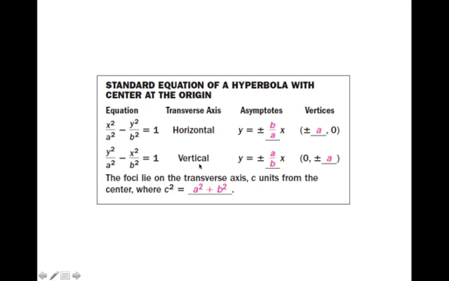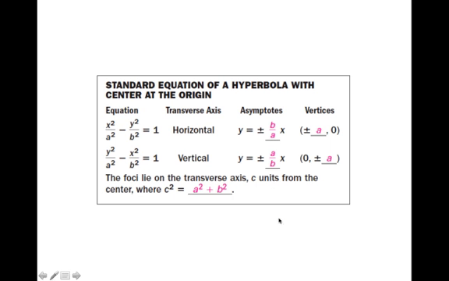Now, when your transverse axis is vertical, that means your two pieces, one opens up, one opens down. So y is going to come first. So you have y squared over a squared minus x squared over b squared. Again, whichever term comes first is going to be the one that has a squared as the denominator. Whichever one comes after the minus has b squared as the denominator. And so this time the slope is plus or minus a over b. And then the whole equation is y equals plus or minus a over b times x. Vertices are still a units away from that center of 0, 0, and so they're at 0, plus or minus a.